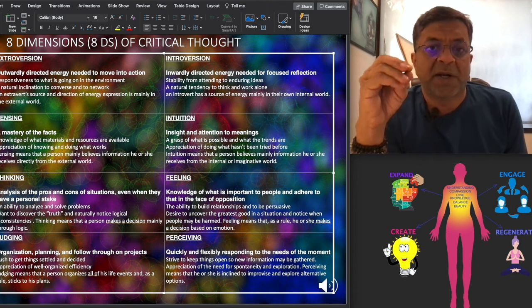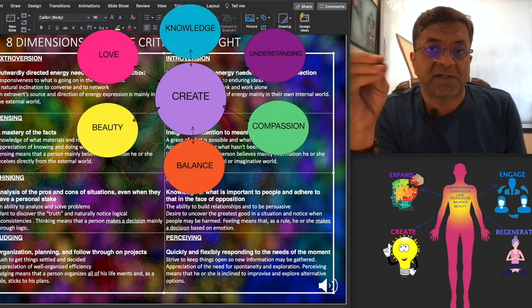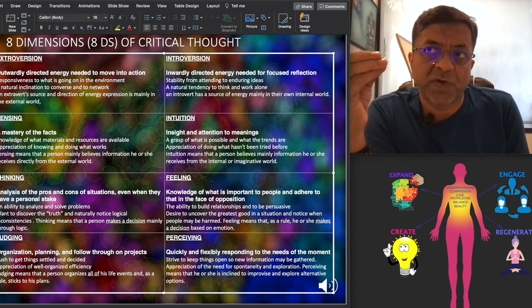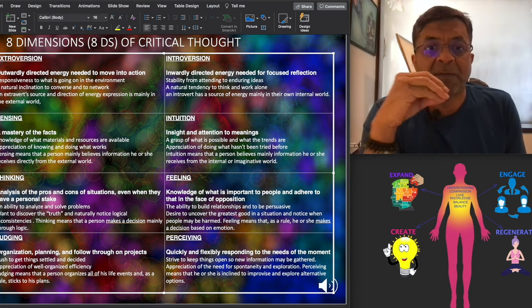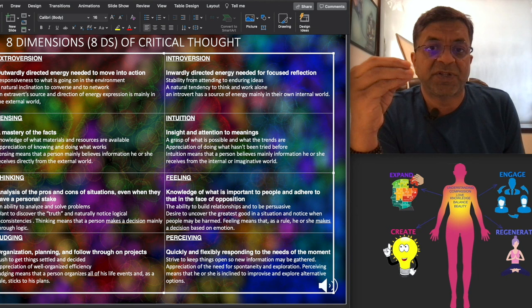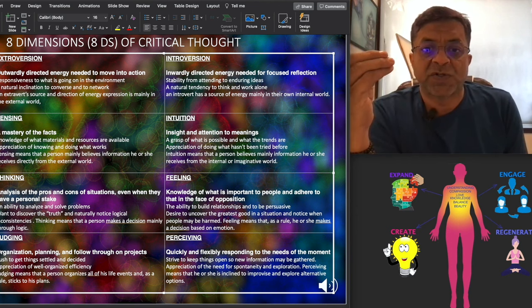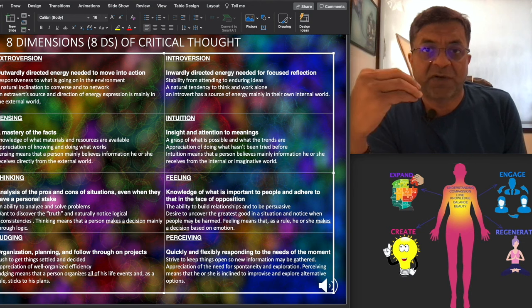Stability from attending to enduring ideas. Enduring is the main question there. Introverts are more focused on whatever is relevant to them in their life. A natural tendency to think and work alone. An introvert has a source of energy mainly in their own internal world.